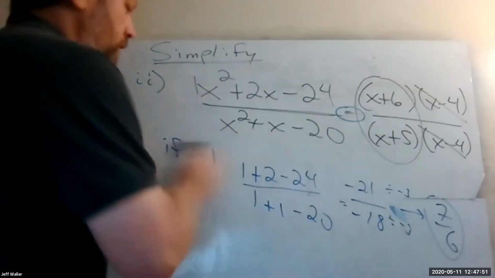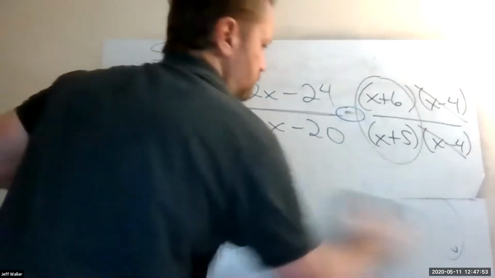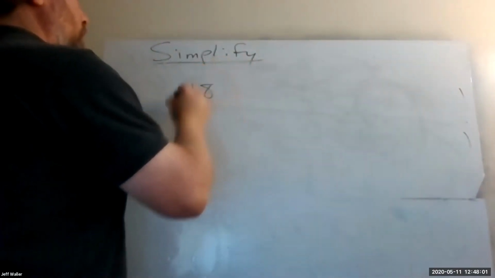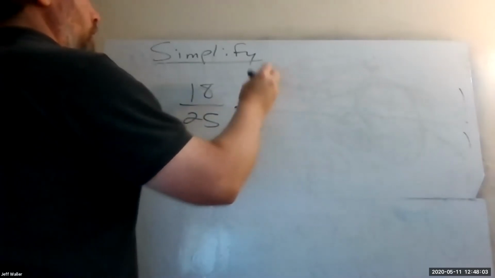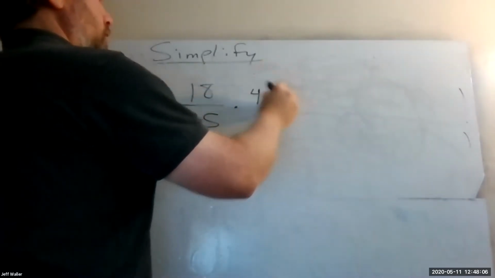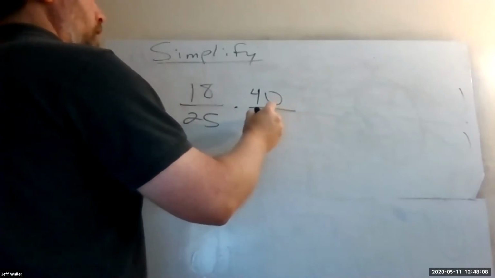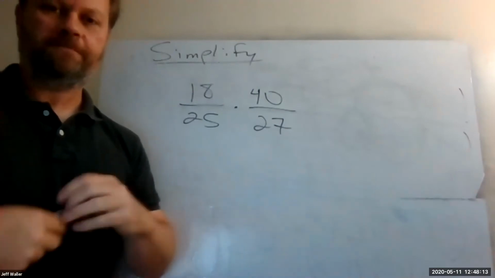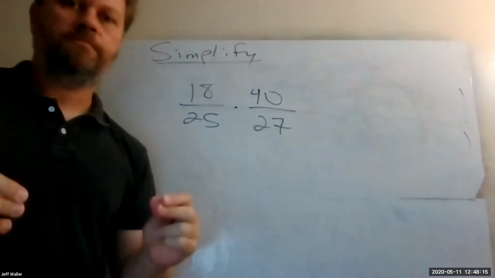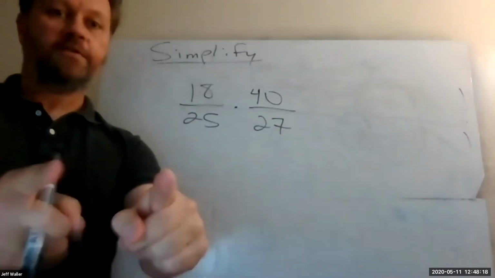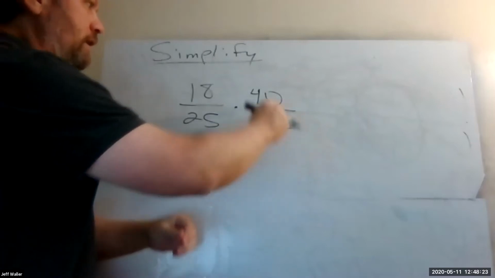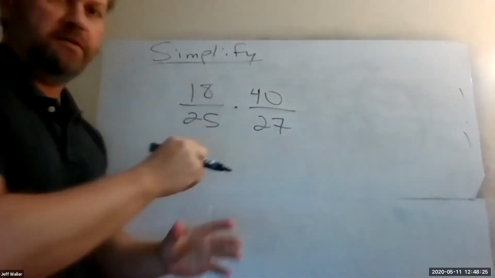Okay, so here's the next level. Somebody remind me, how would you do this here? Reduce 40 and 25 by 5, and 18 and 27 by 9. So look at up and down: anything up top and anything down below, if they have the same factor.